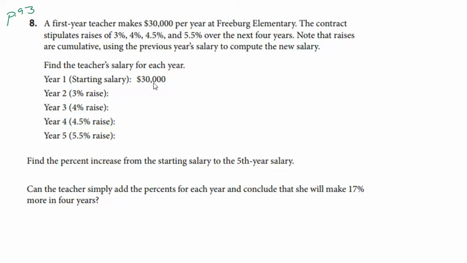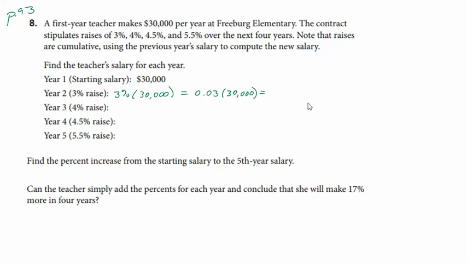So, okay, starting with 30 grand, we're going to do a 3% raise. So I want to do this in 2 different ways. I'm going to do the long way first, and then I'm going to do the short way. I'm going to encourage you to use the short way, okay? So a 3% raise means she's going to get 3% times 30,000. That's going to be her raise. So if you punch into your calculator 0.03, that's 3% times 30,000.